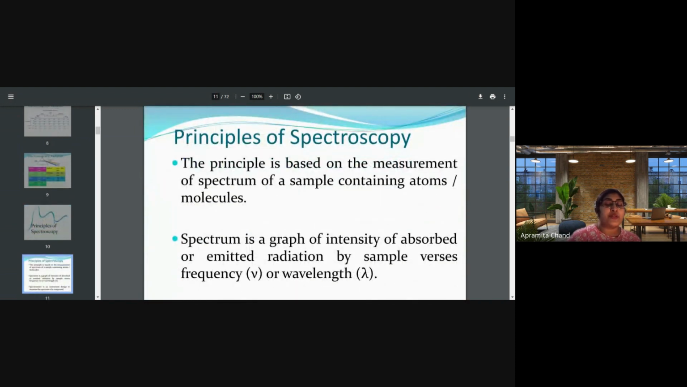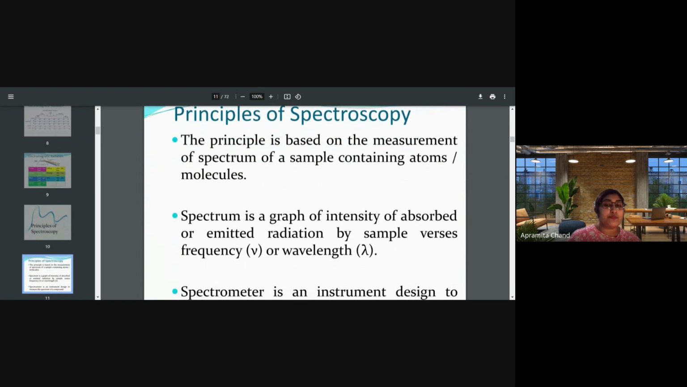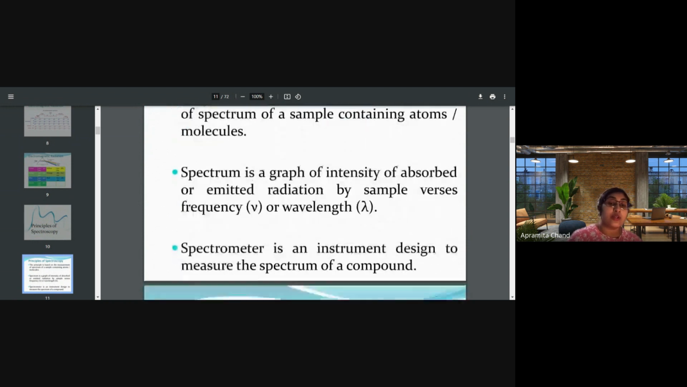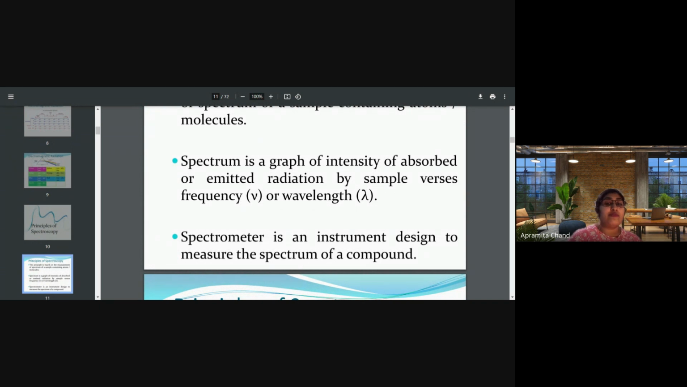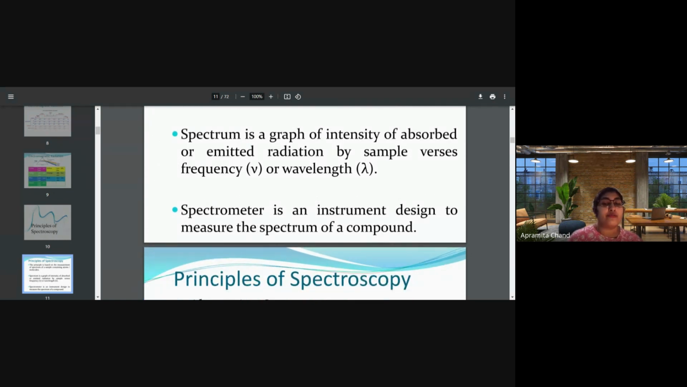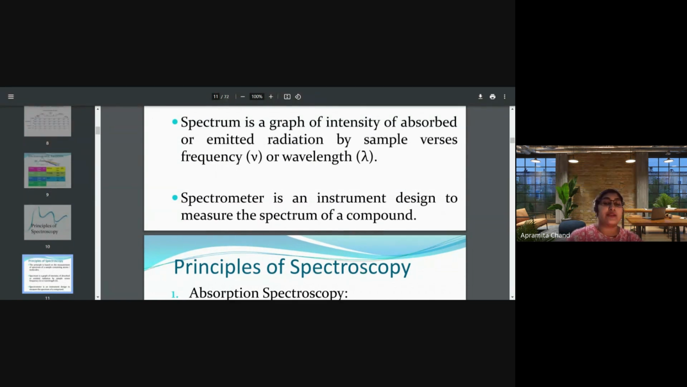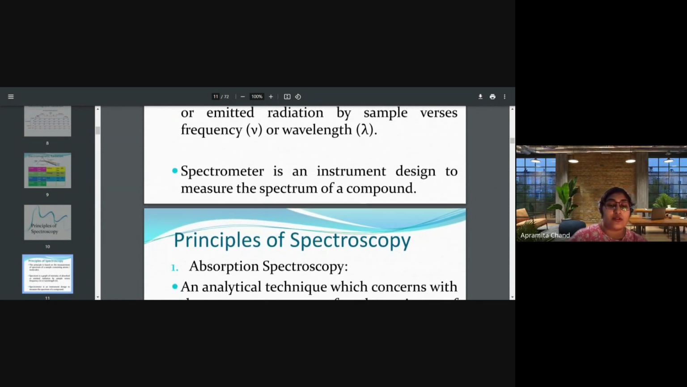So what is the basic principle of spectroscopy? Essentially it is based on the measurement of a spectrum of any sample. The sample will contain some atoms or molecules. Now what is a spectrum? It's a graph of intensity, either of the absorbed radiation or the emitted radiation by the sample, versus the frequency or wavelength. And of course, to measure that spectrum, you will require an instrument, and that is your spectrometer.